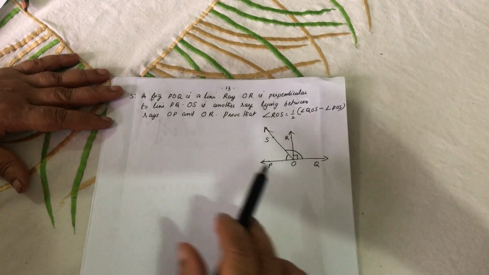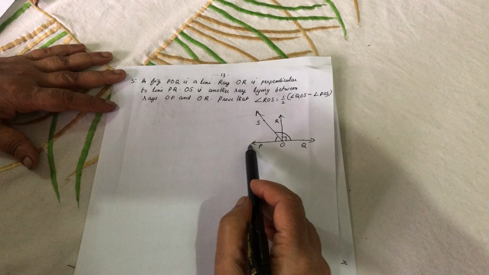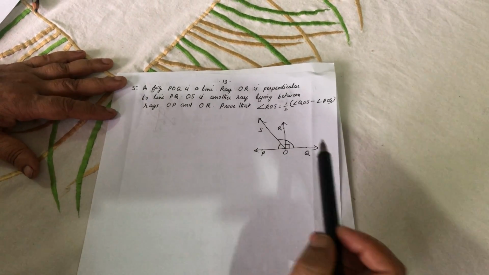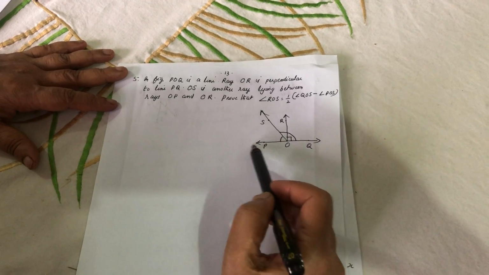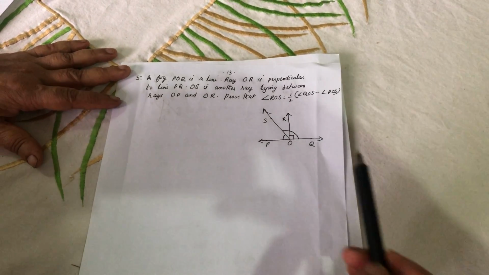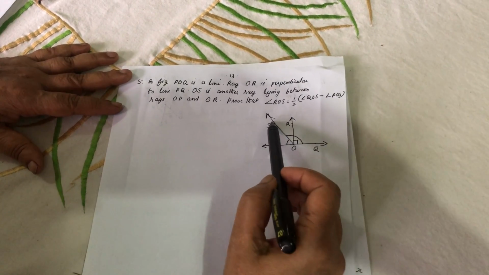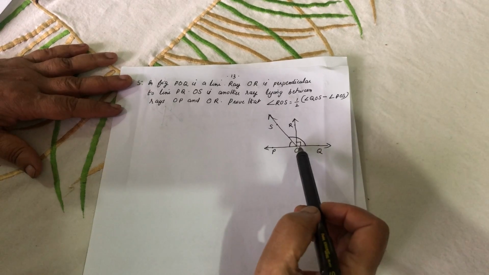In the figure, POQ is a line. The ray OR is perpendicular to line PQ, so this angle is 90 degrees. OS is another ray lying between the rays OP and OR.